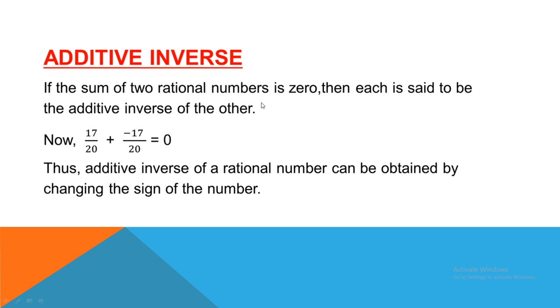If the sum of two rational numbers is 0, then each is said to be the additive inverse of the other. For example, if you have 17 by 20 and minus 17 by 20, such that if we add them together, we'll get 0. Thus, the additive inverse of 17 by 20 is minus 17 by 20, and the additive inverse of minus 17 by 20 will be 17 by 20. Thus, the additive inverse of a rational number can be obtained by changing the sign of the number.